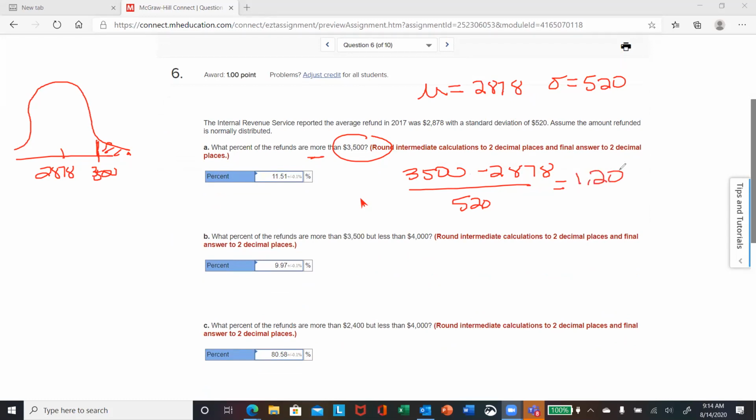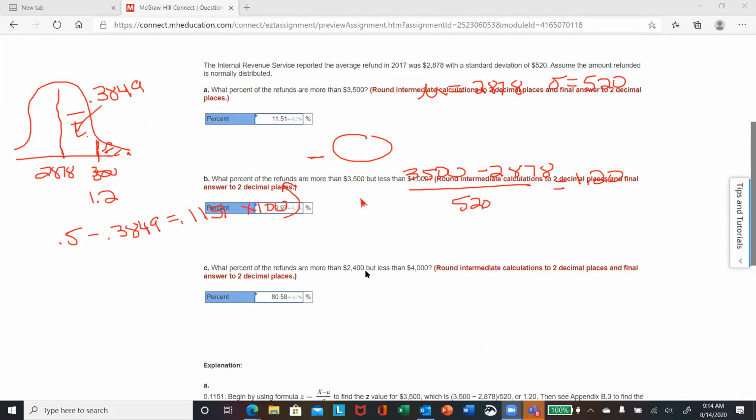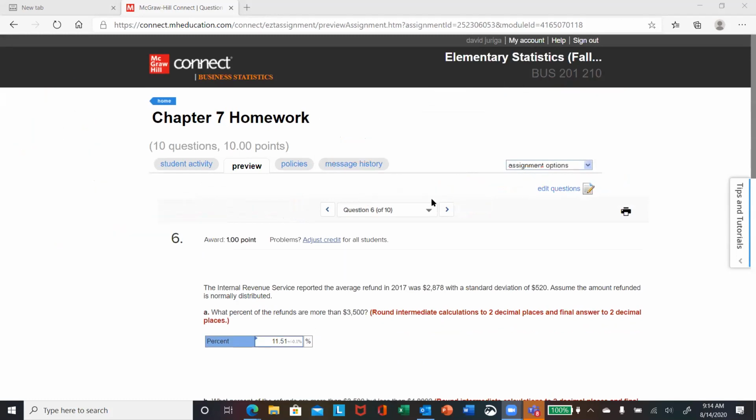So again, at 1.2, if you go to your table and look up 1.2, you're going to get 0.3849. At 1.2, your table is going to give you that area. So if my area there is 0.3849, and I want to go to the right of that, you'd have to take 0.5 minus 0.3849, and that's going to give you 0.1151. Then just multiply that by 100, and that's what they want you to plug in there, because they want this one in percent form. Okay. All right. So that was that one.